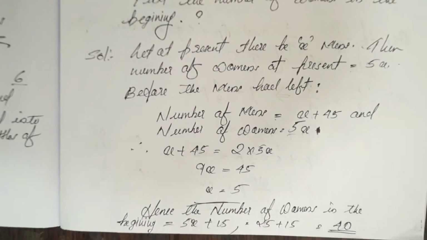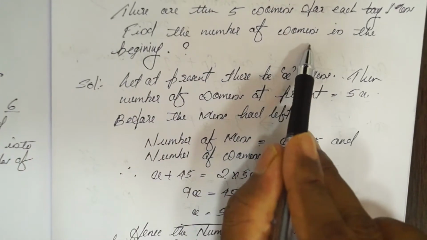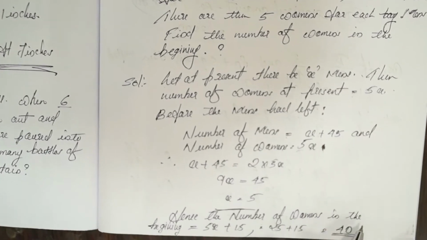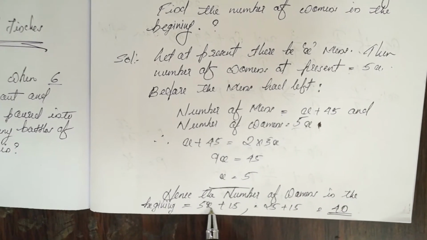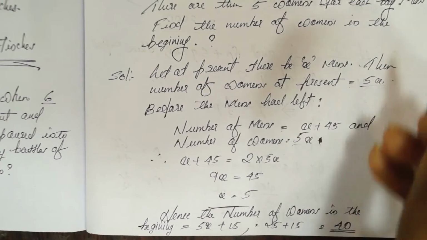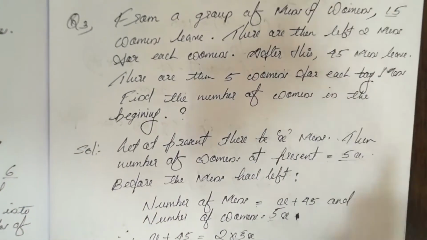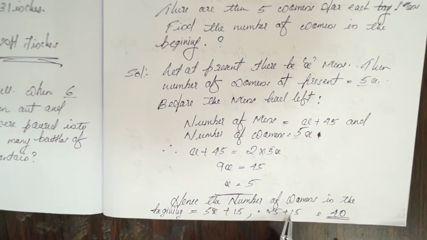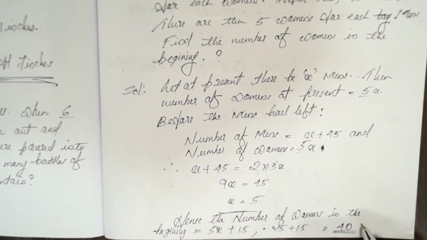Here our question is, find the number of women in the beginning. So hence the number of women in the beginning is 5x plus 15, because here 5x plus 15 means 15 left earlier. So 5x plus 15, which is 25 plus 15, which is 40 women.